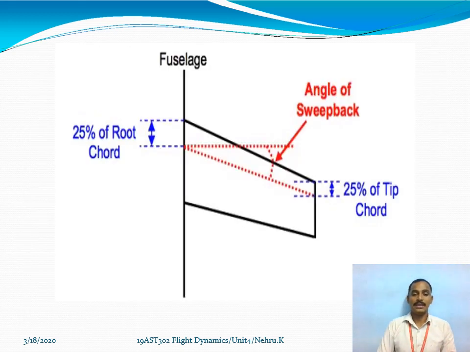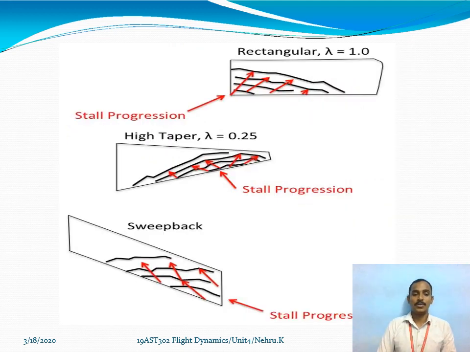Finally, coming to the angle of sweep, the percentage of root chord to the percentage of tip chord will totally create an angle from the root to the tip, right? So these are the final wing configurations: a rectangular wing, a high taper ratio wing, and a swept back wing. For these, the taper ratio lambda is equal to 1, lambda is equal to 0.25, and lambda will be very high in the stall progression.